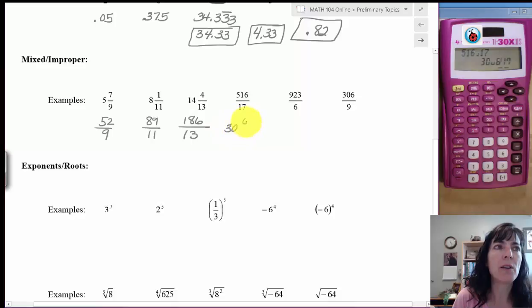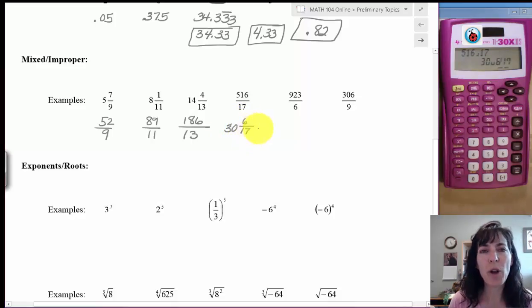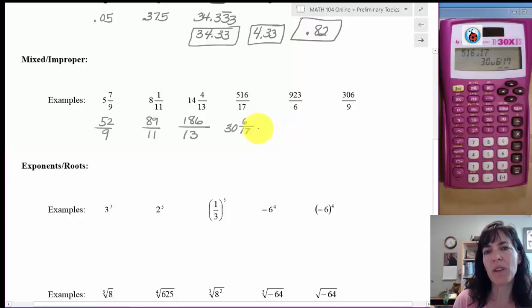Remember, again, this is just in case you need to write it as an answer to a problem that started with mixed numbers. That's really the only time you would use mixed numbers in algebra beyond high school algebra. So that's the only reason we're showing you this.